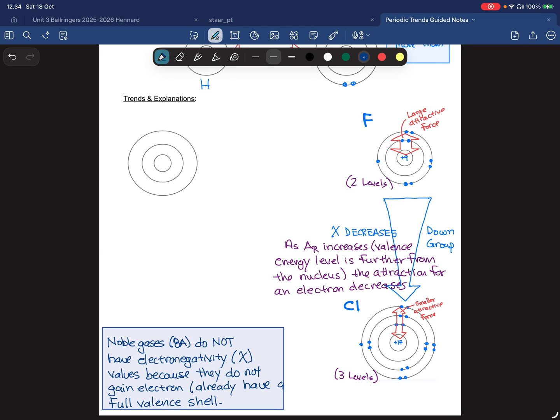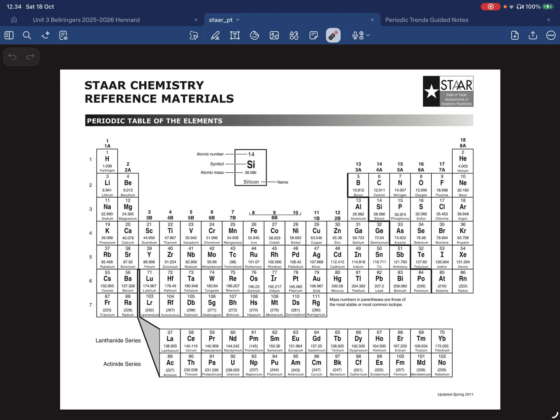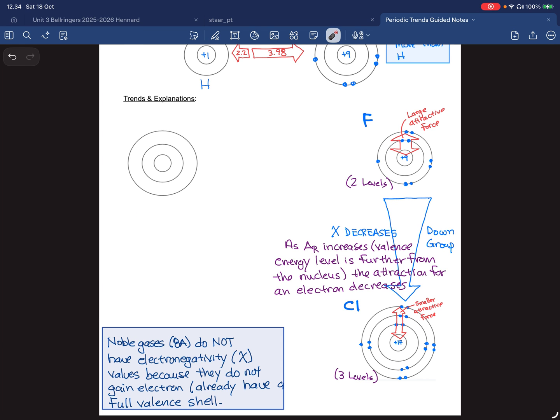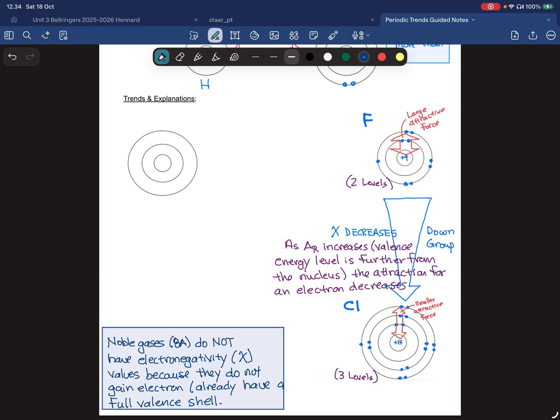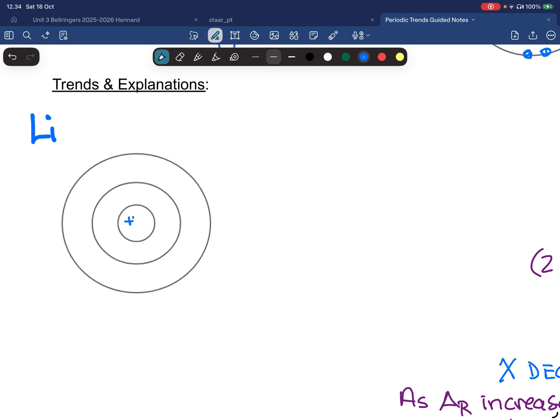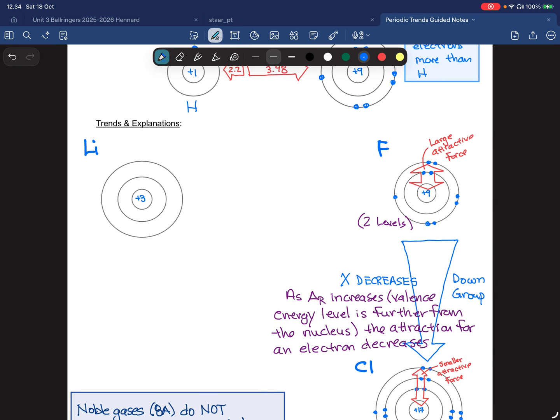Well, it's all about attractive forces, right? So we have fluorine in period 2. So if we're going to go back along the period, we're going to go to lithium. And lithium has got 3 protons in its nucleus. So I want to use the same color. So there we go. So lithium has a positive 3 in the center, in the nucleus, and it's got 1, 2, 3 electrons.